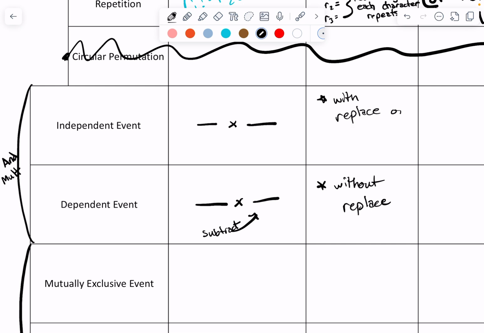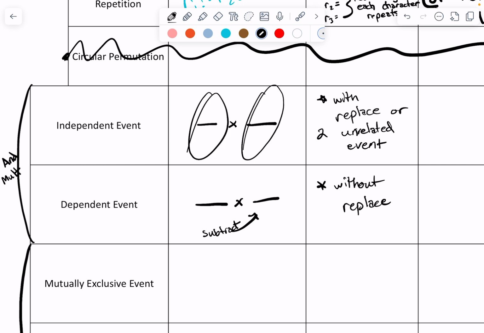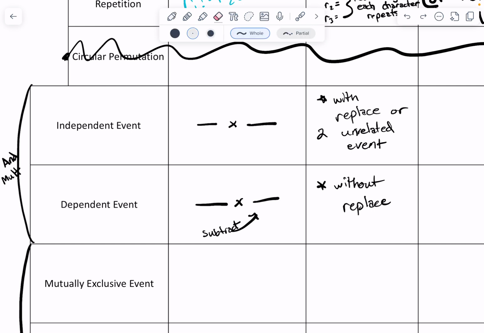I'm going to say or two unrelated events. Like maybe I'm spinning a spinner over here and I'm flipping a coin. Those two have nothing to do with each other, so they are independent. But I'm trying to find the probability of both of those things happening, so I'm going to multiply that. Again, I don't have to say that that's with replacement, because they're spinning a spinner and flipping a coin. They're two unrelated things, okay?